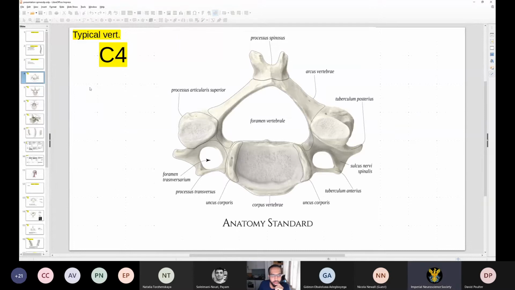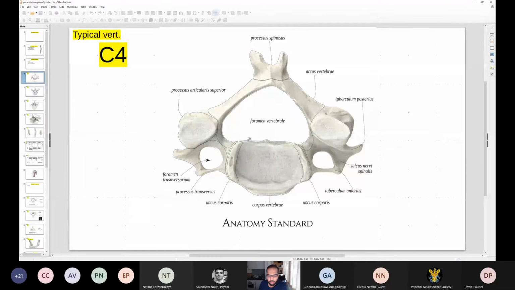C4 vertebra. Okay, so C4, perfect. So we'll talk about the typical vertebra and the atypical vertebra. And as an example for the typical vertebra, we have C4 here. So this is cervical vertebra number 4. This is one of the typical vertebrae, and we said they all have a body. So this is the body.